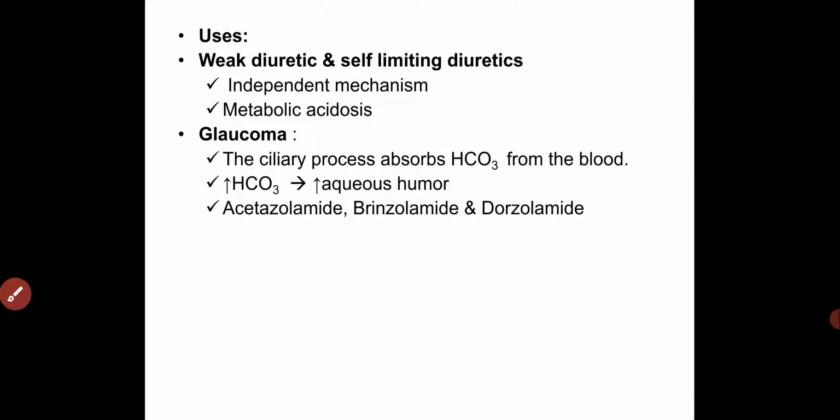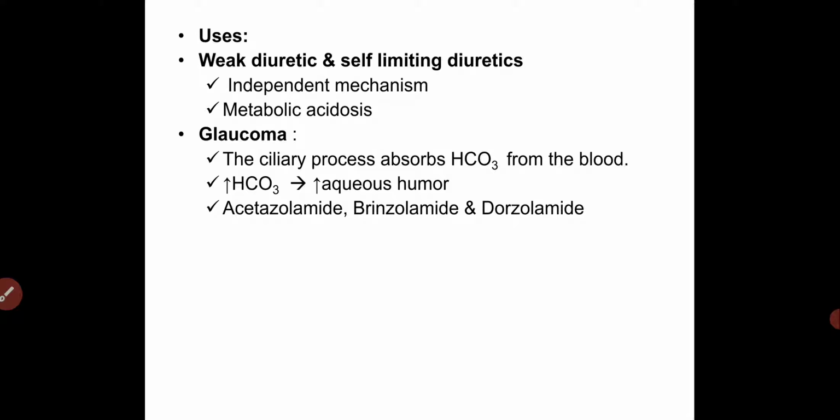If we see the uses, this acetazolamide is a weak diuretic and a self-limiting diuretic. Why is it a weak diuretic? There is an independent mechanism and metabolic acidosis. After some time, tolerance develops. There is an independent mechanism by which HCO3 minus is reabsorbed other than the carbonic anhydrase mechanism. And if there is more loss of this HCO3 minus, then there are chances of metabolic acidosis development. So it is self-limiting.